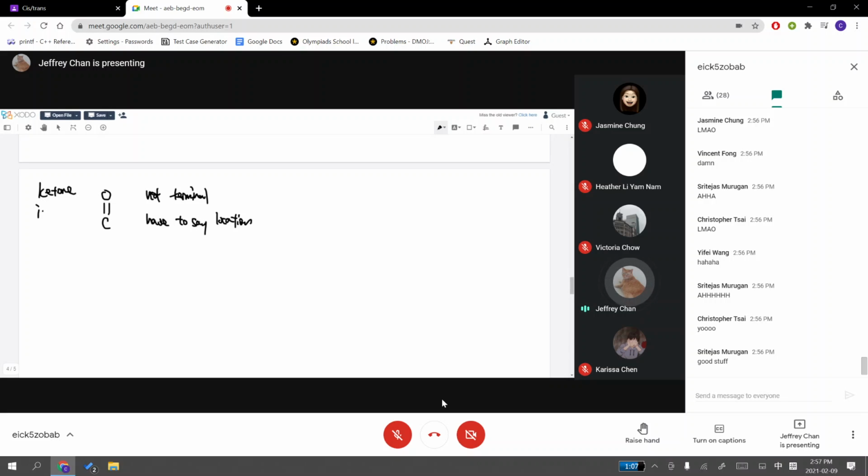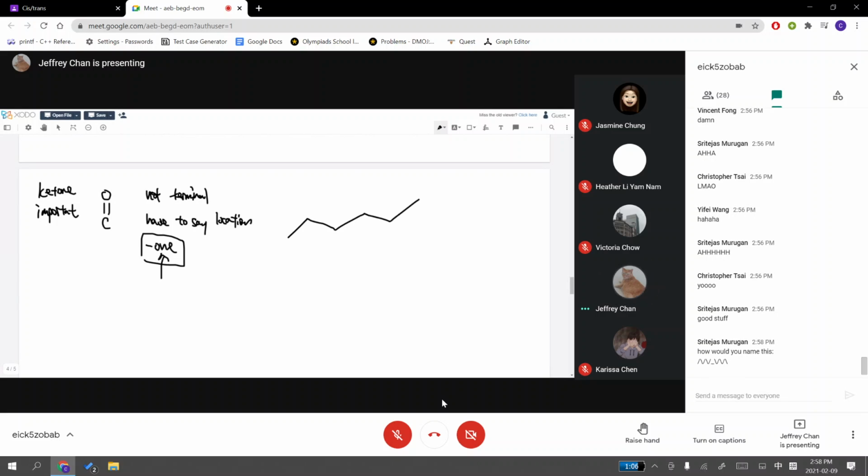Somewhere in the middle, and again, it is more important than double bonds or triple bonds. And we use -one to show the functional group, to say that it's there. For example, testosterone. Hormones have ketones in them, O-N-E. It's in the name. So let's do an example.